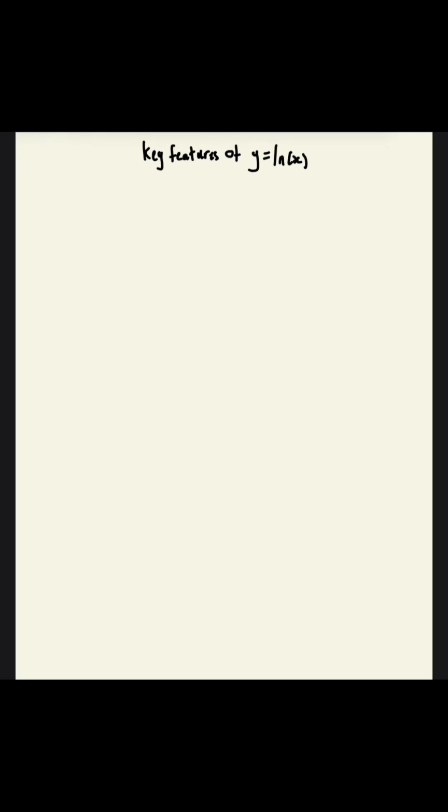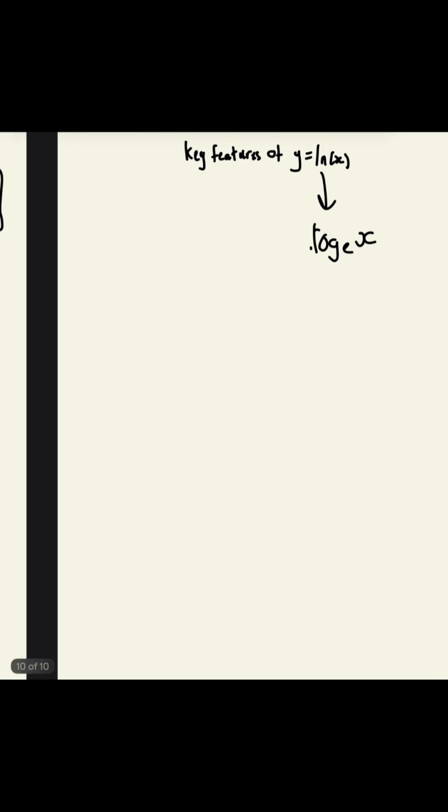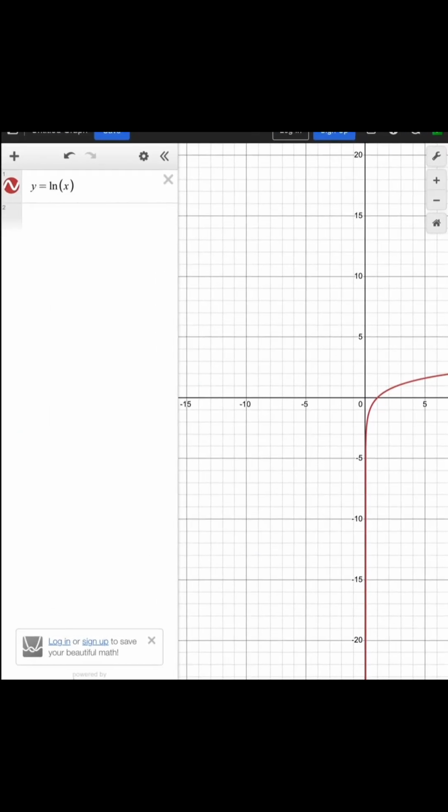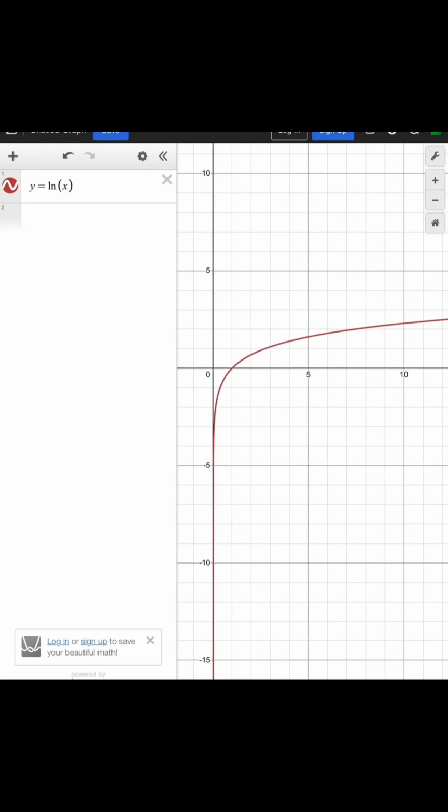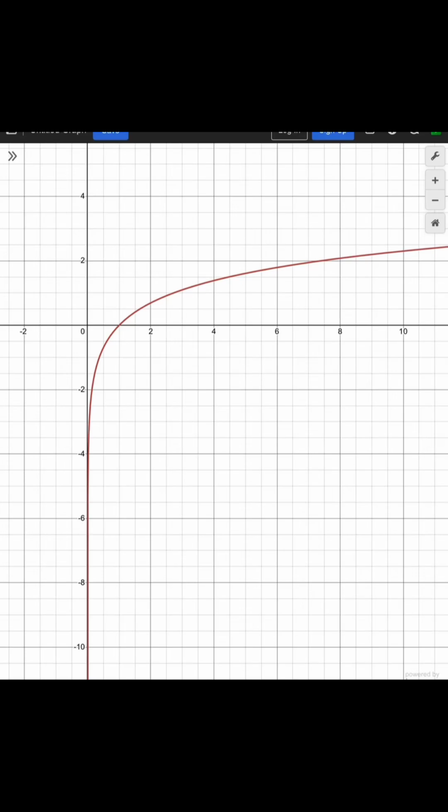So we're going to be going through the features of y equals ln x. Now remember that ln x is the same as log base e of x, the same thing. Okay, so if we go to the graph now, this is a graph of y equals ln x. And there's a few things that you need to be familiar with.